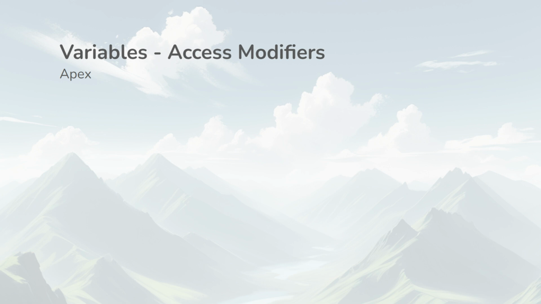The variables will also have access modifiers. These are the access modifiers for variables. Private variables will be accessible only to the methods of the same class. Protected variables will be accessible in the same class along with the class which is inheriting this class. Public variables will be accessible outside of the class as well. And the global variables will be accessible outside of the namespace, which is outside of the instance as well.